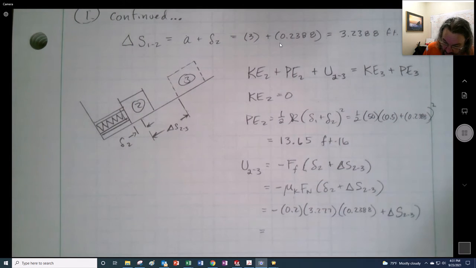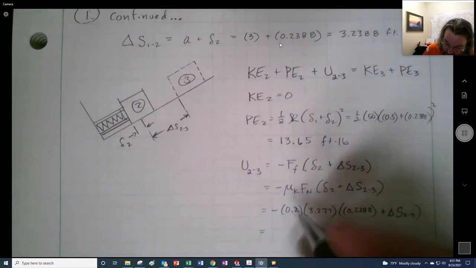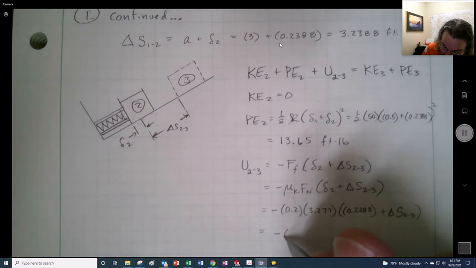So I might as well get the actual values for this where I can. 3.277, 0.2 times, and 0.2388 times. So this is going to be a negative, not a lot, right?